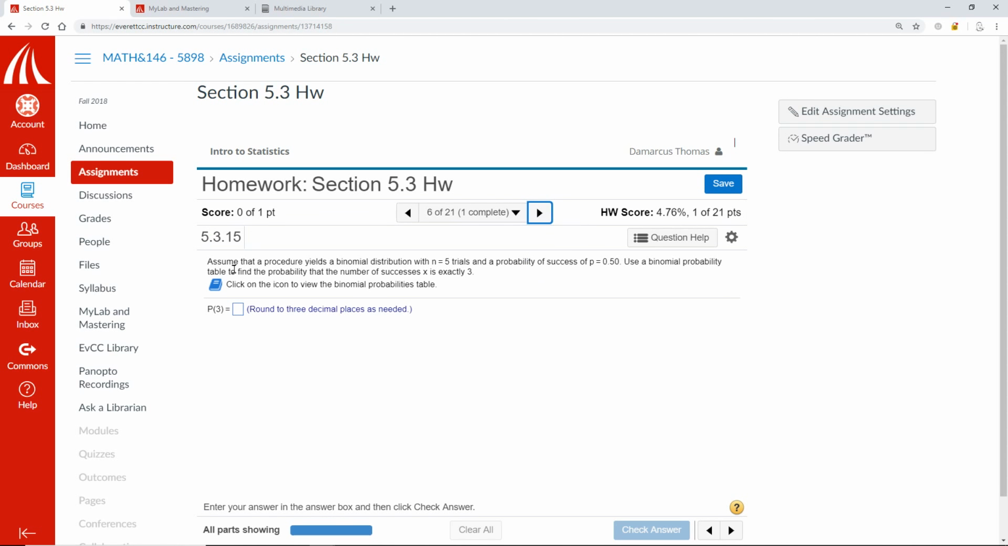And that probability gets smaller the more questions you do. Okay, so let's look at one more problem and then we'll probably wrap it up. It's pretty much all the same from here. So assume that a procedure yields a binomial distribution with n equals 5 trials and a probability of success of 50%. Use a binomial probability table to find the probability that the number of successes, x, is exactly 3.